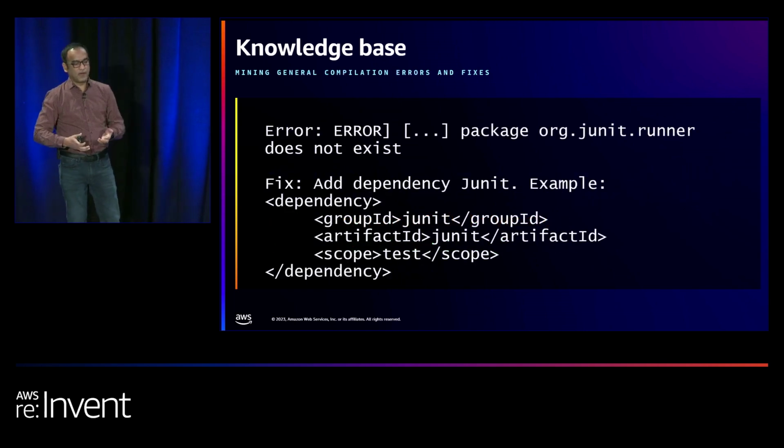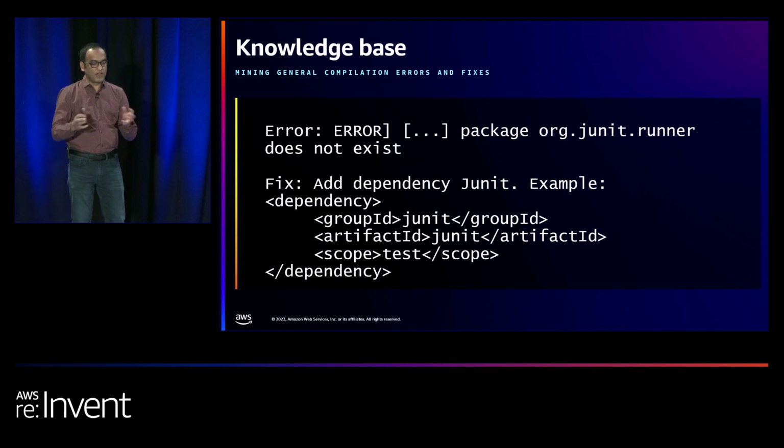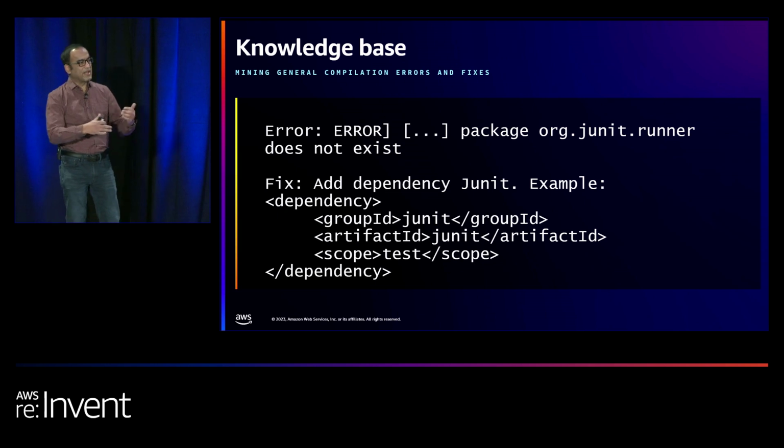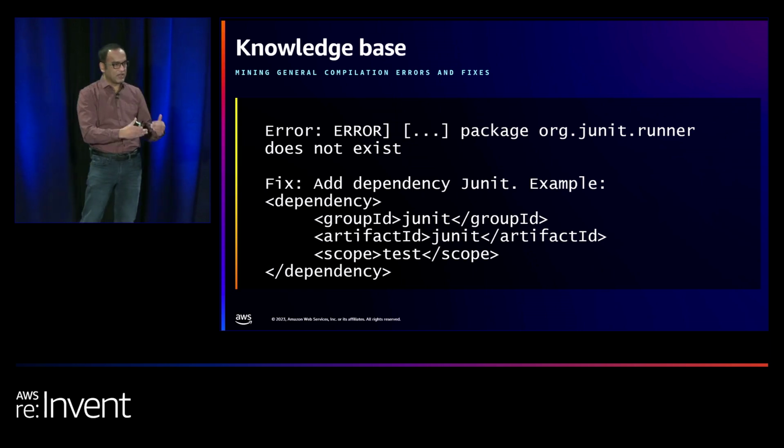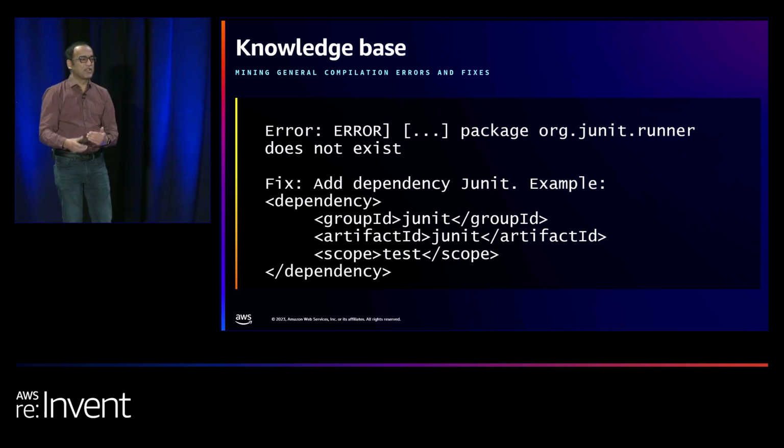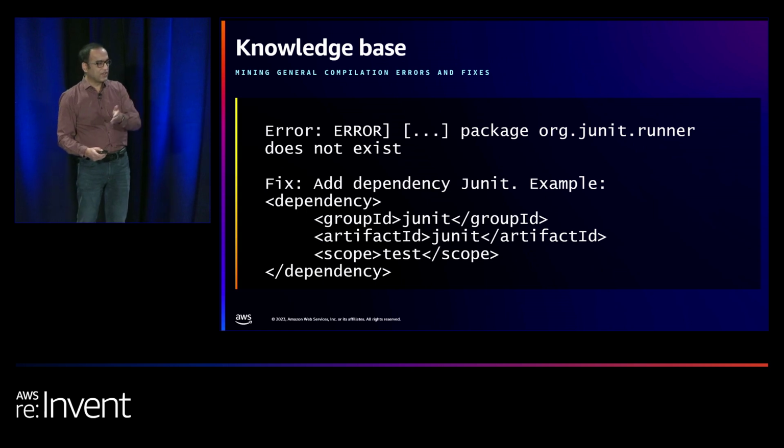Another example where we use the knowledge base is to fix errors. Many times, even after you've done the upgrade, you might run into errors that have to be fixed. There again, the knowledge base is helpful: it can tell us, if you run into this error, these are examples of how somebody else fixed it in the past. These examples can direct our LLMs or other models in the right direction to fix these errors.